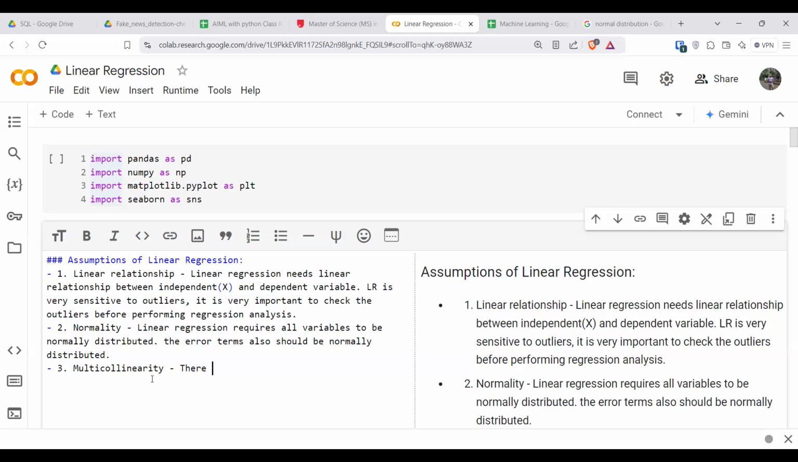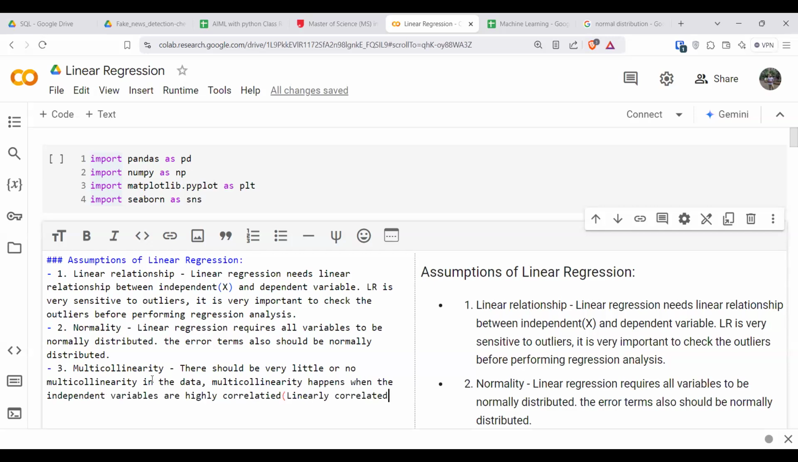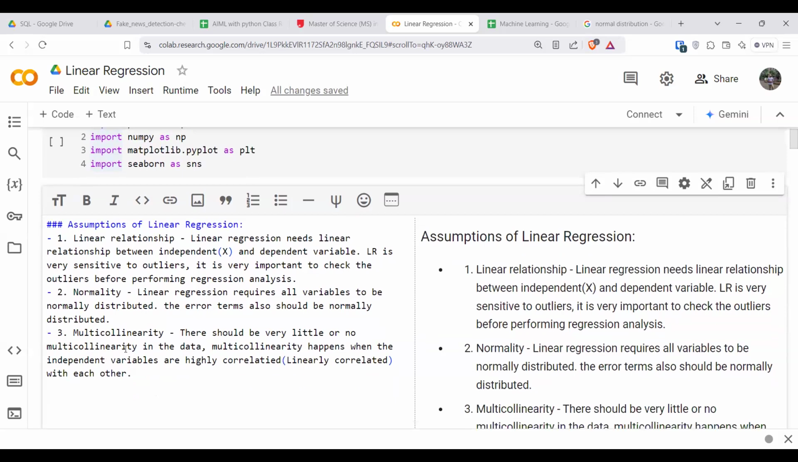And multicollinearity happens when the independent variables are highly correlated, that is, linearly correlated with each other. So what do you mean by this? What do you mean by multicollinearity? We'll discuss this in today's session. So you can wait for 5 to 10 minutes. That is what we are going to start in today's session.